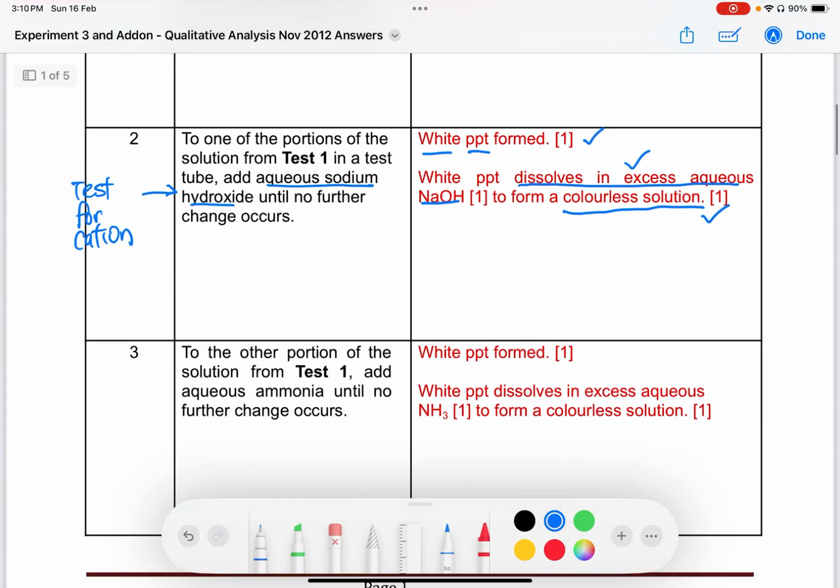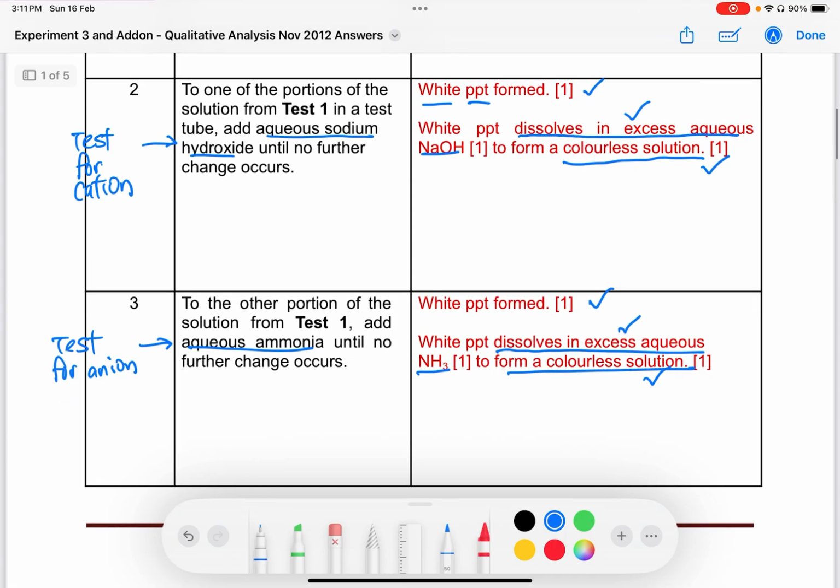Next one, same thing, you add aqueous ammonia. This is once again the test for cation. White precipitate formed. The white precipitate dissolves in excess aqueous ammonia and then forms a colorless solution. Now, some of you wrote that it is insoluble in excess. You are unable to decipher because you realize that some of the precipitate dissolved, some of them didn't. So what you could actually do is, for example, after you add aqueous ammonia in excess, you add under here, there are still some solids left.